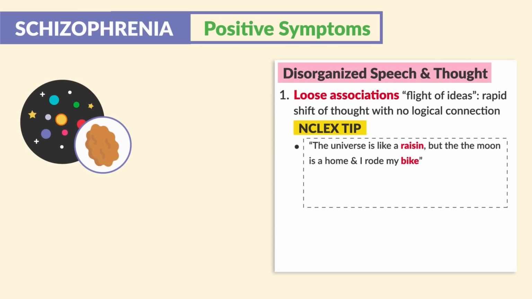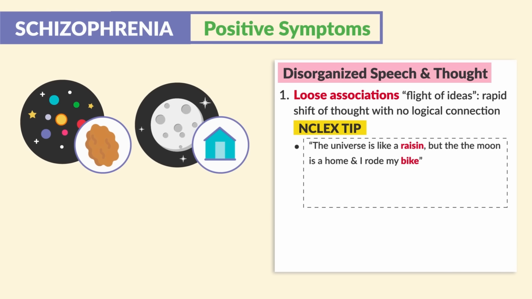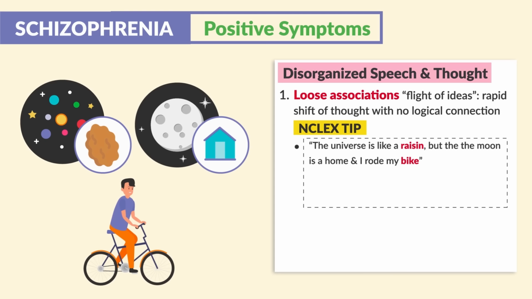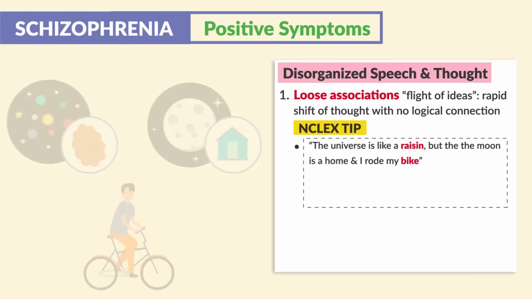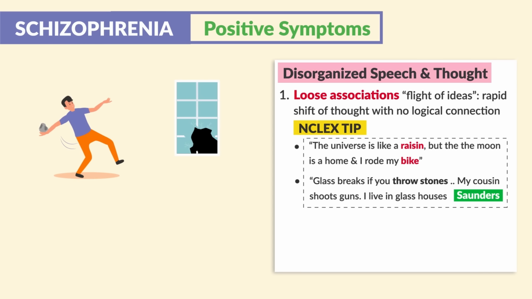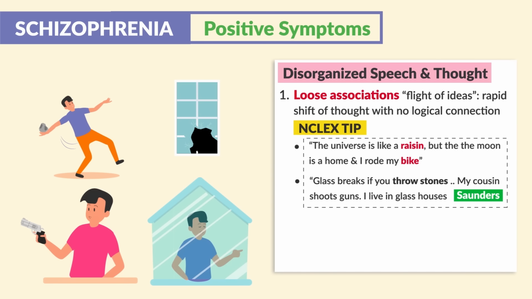"The universe is like a raisin, but the moon is a home and I rode my bike." You see, there's no logical connection and we're just jumping from idea to idea. And Saunders mentions, "Glass breaks if you throw stones. My cousin shoots guns. I live in glass houses."